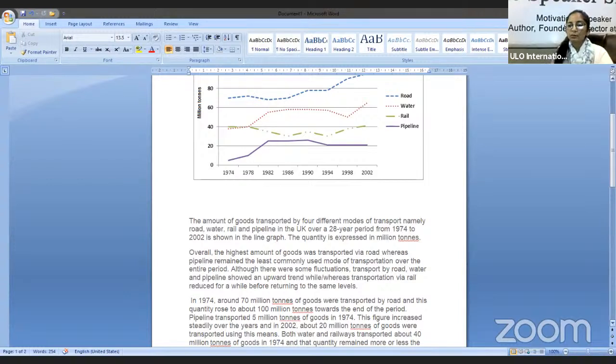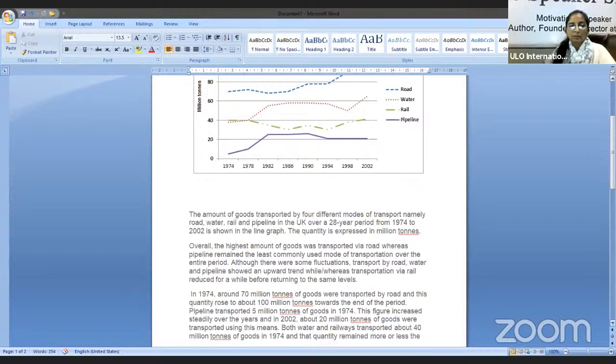Then we will discuss pipeline. Pipeline transported 5 million. We will not start here with the year. We have started with the quantity. So we have to show the variation in this task. If you want your desired band score, we can say bring variation in the sentences. At the start of the sentence we should change. We should not always write the year first.